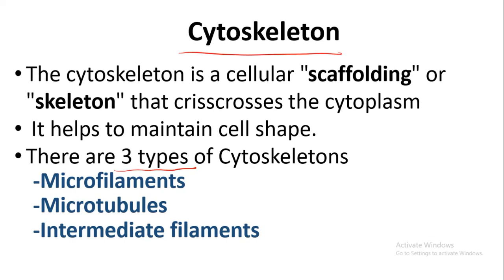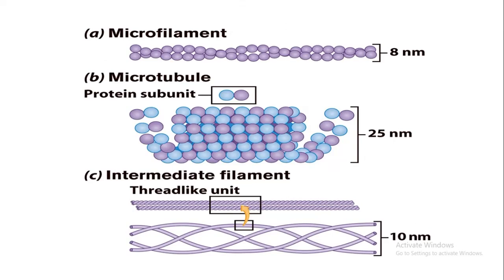And you need to know which one is the biggest and which one is the smallest, and what makes them. So the microfilament is 8 nanometers in size. We have the microtube, which is the thickest, and it is 25 nanometers. Then we have the intermediate filament, which is in between the microfilament and the microtube. So the microfilament is the smallest, the largest is the microtube, and in between we have the intermediate filament, which is just 10 nanometers.